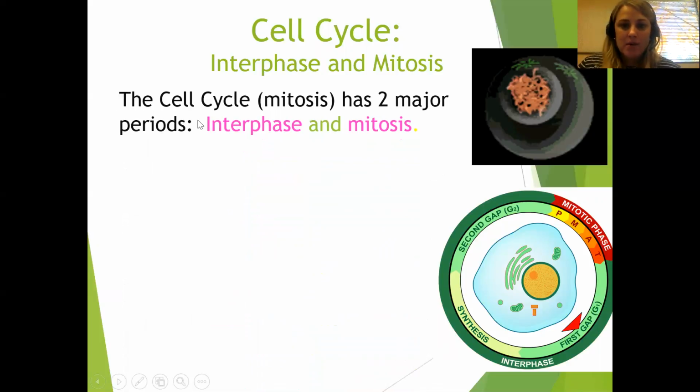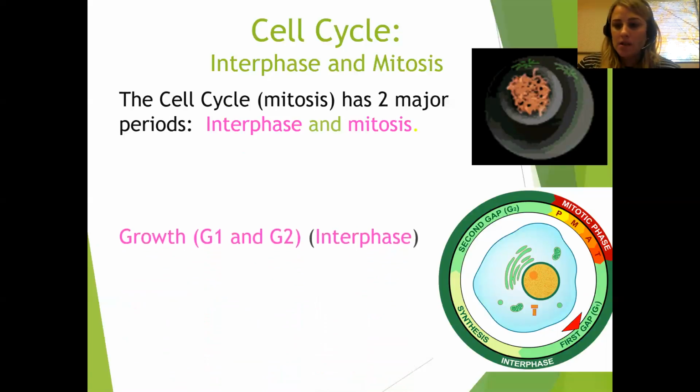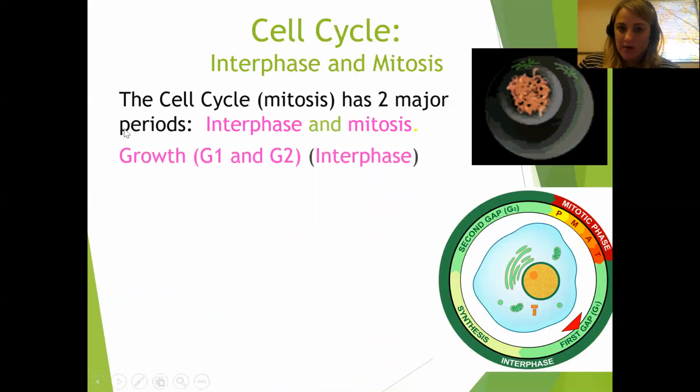Now, the cell cycle has two major periods, okay? So we have interphase and then mitosis. Mitosis is the actual process of the nucleus dividing. So then we're going to talk about the different phases within each major phase. So we're going to talk about the phases within interphase. So the first phases that we're going to talk about are the G phases. So growth 1 and growth 2.